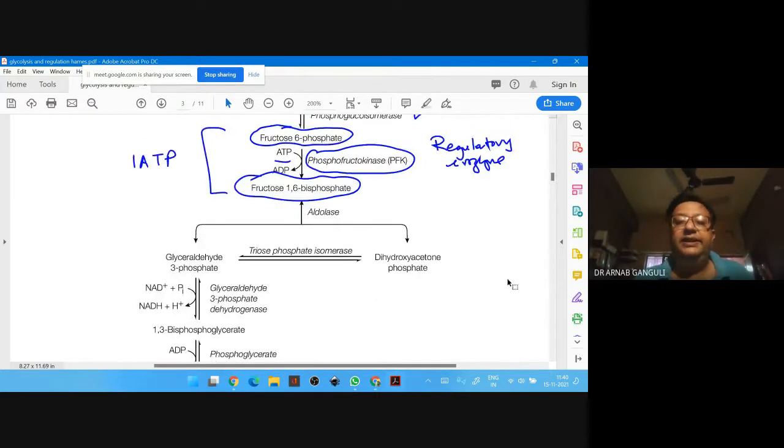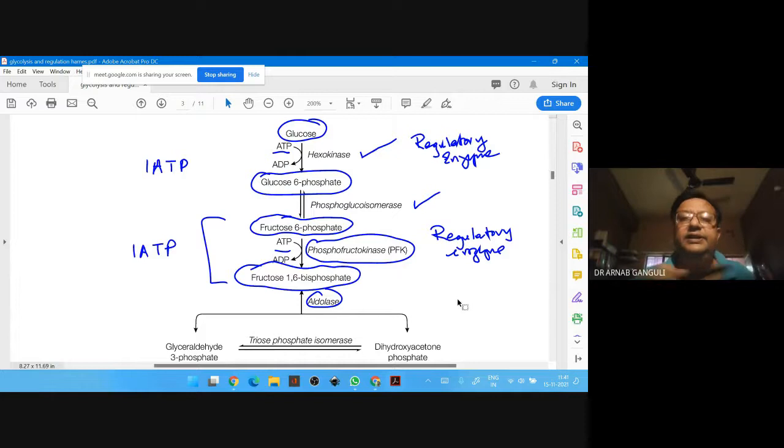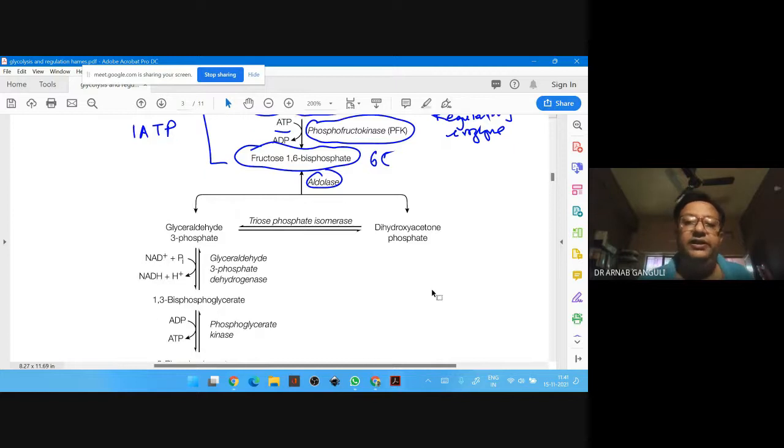Next, what happens? The enzyme aldolase breaks this. This is a 6 carbon compound. This 6 carbon compound is converted into two 3 carbon compounds. This is an aldehyde.